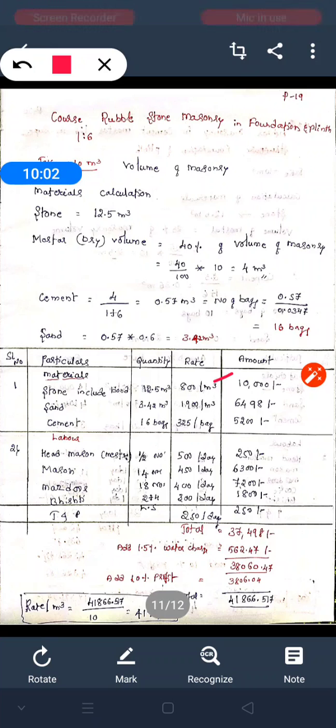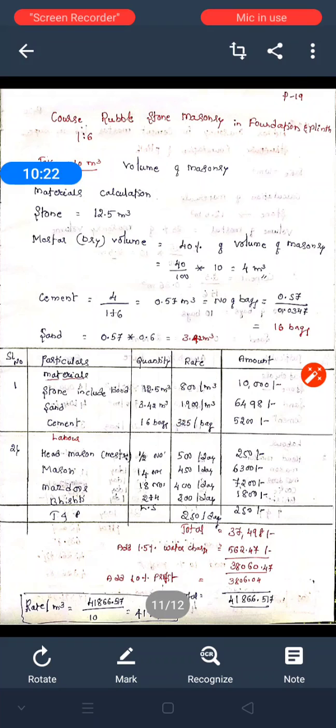After multiplying 12.5 into 800, we got an amount of around 10,000. Next we move on to the sand. The total volume of sand is 3.42, and the rate is around 1900 per meter cube. Then 3.42 into 1900, we got the total amount of 6498.